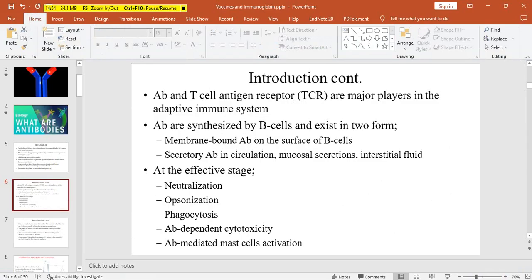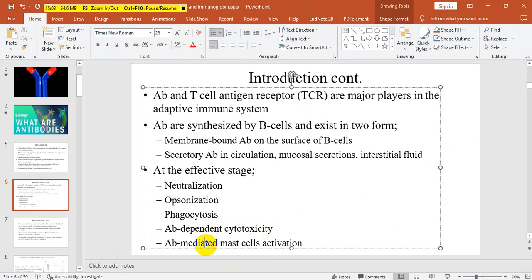Let's continue. We have phagocytosis, that's the swallowing of the organism. Then antibody-dependent cytotoxicity, and antibody-mediated mast cell activation. We see that one in hypersensitivity reactions. That will be our last lecture.